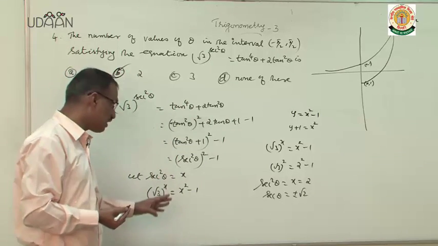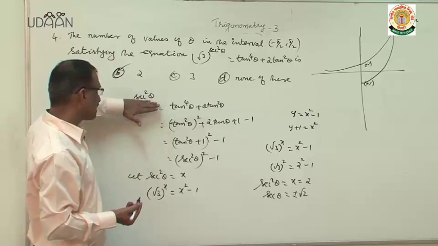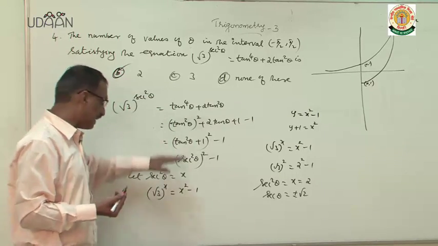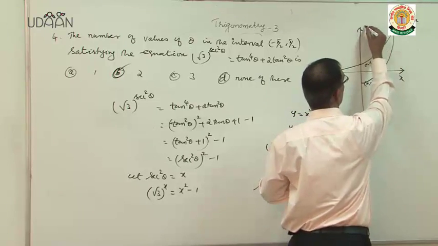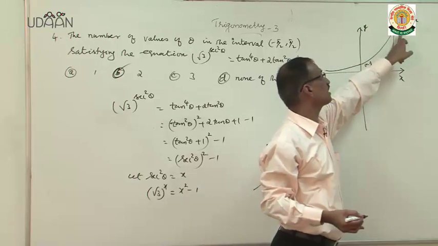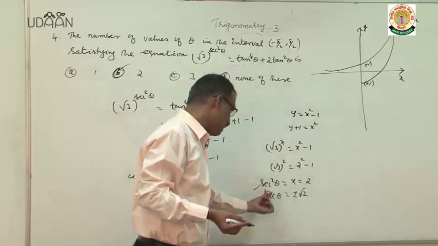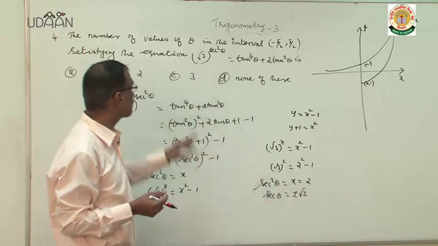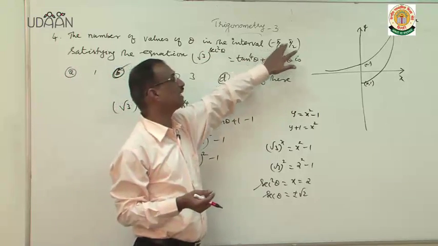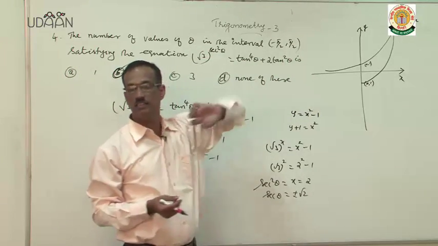So, now we have done, we have taken sec square theta as x and then we have transformed into the graph x and y, and then where it is intersecting that point we have seen, from there sec theta equal to plus minus root 2. So, it gives us the two values in the interval minus pi by 2 to pi by 2. समझ में आ गया बेटा?